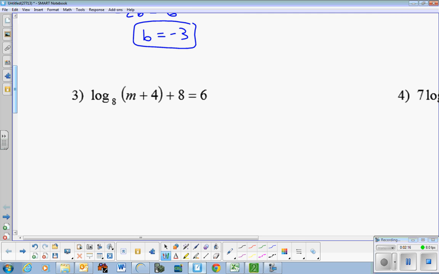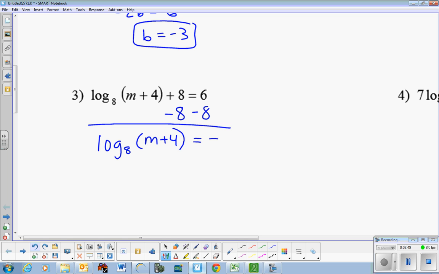When we were doing exponential, I stressed the fact that you needed to isolate the power, get the exponential expression by itself, and then log both sides. I want to end up doing 8 to the left equals 8 to the right, but this needs to be gone first. You cannot do that until it's isolated. So let's isolate it like this. Minus 8, minus 8. The left side, log base 8 of m plus 4. And now the right side is negative 2.